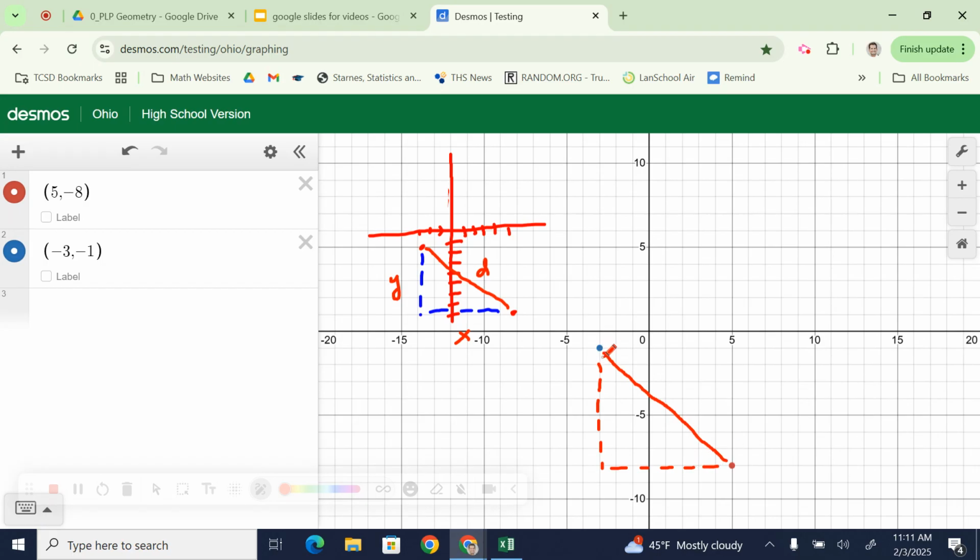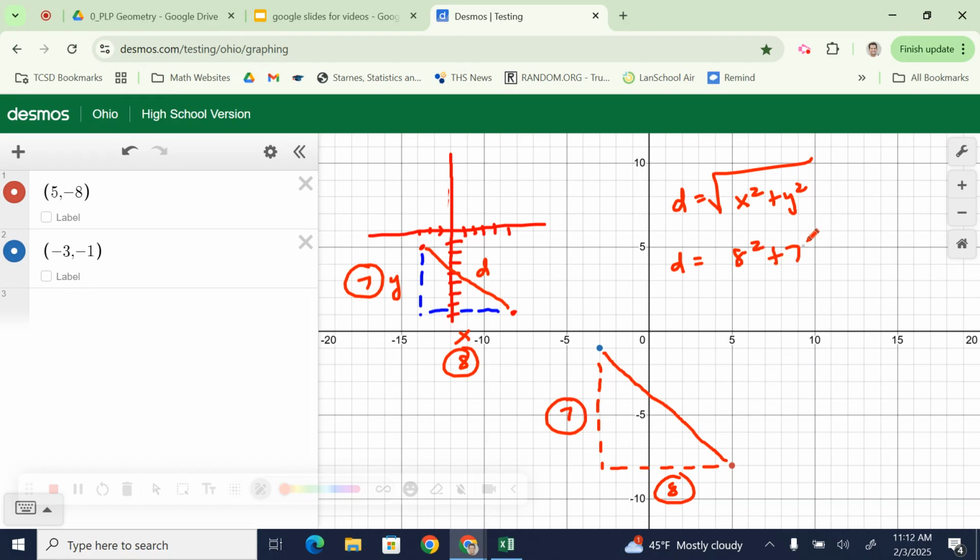When I go down, I'm going down 1, 2, 3, 4, 5, 6, 7. I don't care about the sign, just 7. So my y is going to be 7. And I go to the right, 1, 2, 3, 4, 5, 6, 7, 8. My x is 8. So now I'm just going to use my simple formula, d equals the square root of x squared plus y squared. I'm going to put 8 in for x, 7 in for y, and take the square root.